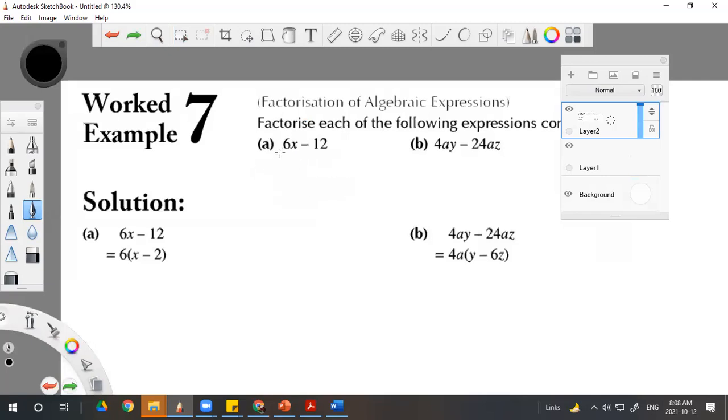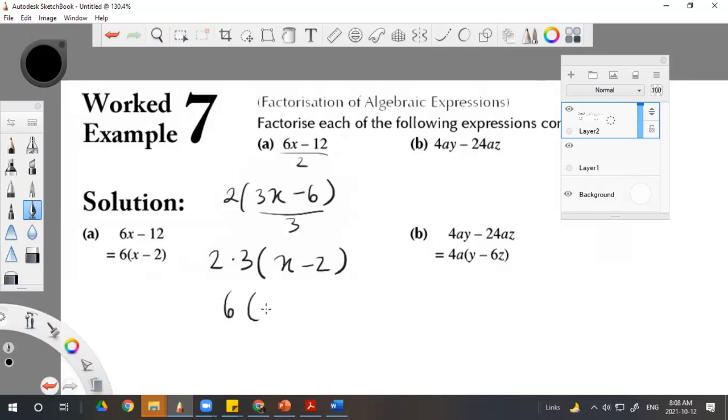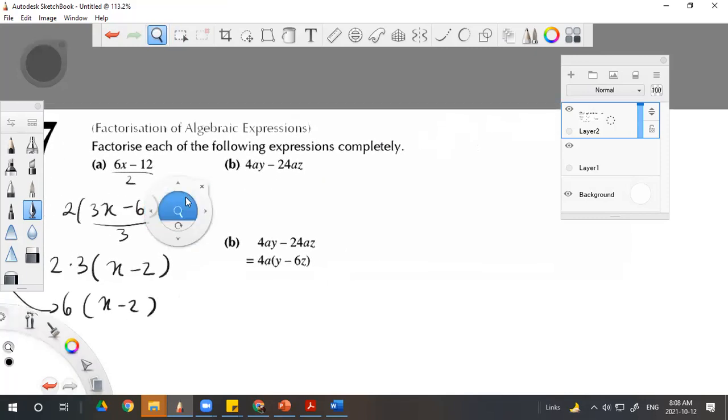If I divide by 3, can I? Yes. Or 2 is also fine: 2, open bracket, close bracket. 6x divided by 2 is 3x. Negative 12 divided by 2 is negative 6. We can still go further. What can this be divided by? 3, right? So don't forget the 2. Then 3, bracket. 3x divided by 3 is x. Negative 6 divided by 3 is negative 2. 2 times 3 is 6. It's longer, but it's the same. Okay, I prefer that one, but it can be done in some steps. That's also possible.